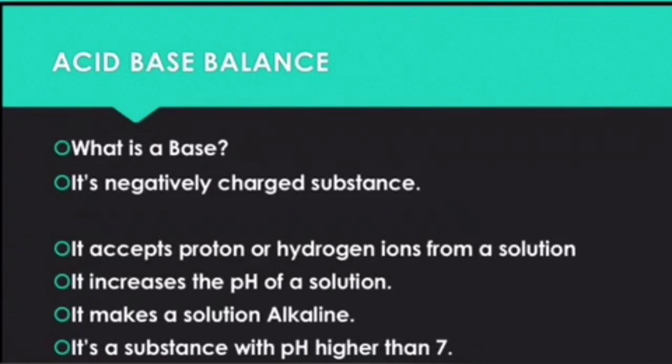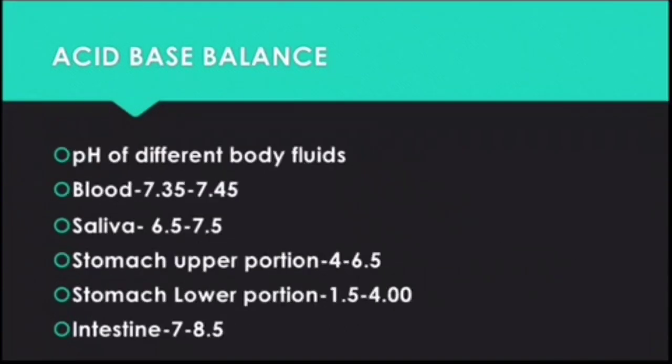Now let us see pH levels of different body fluids in human body. Blood has pH 7.35 to 7.45. Saliva has pH 6.5 to 7.5. Stomach upper part has pH 4 to 6.5, while lower part of stomach has pH 1.5 to 4. Intestine has pH 7 to 8.5.